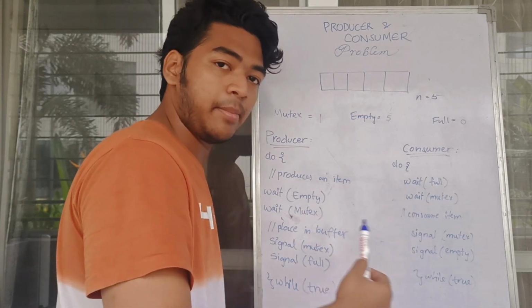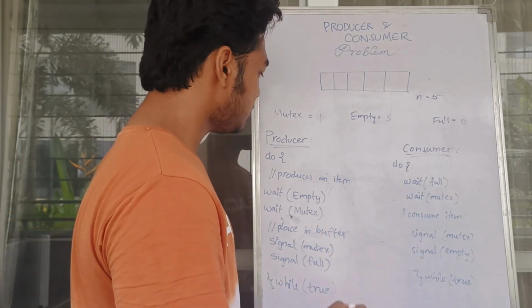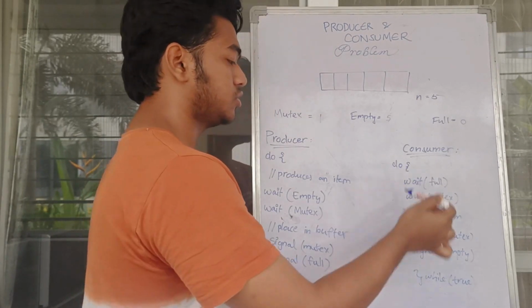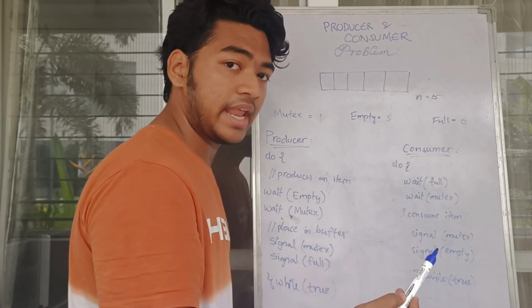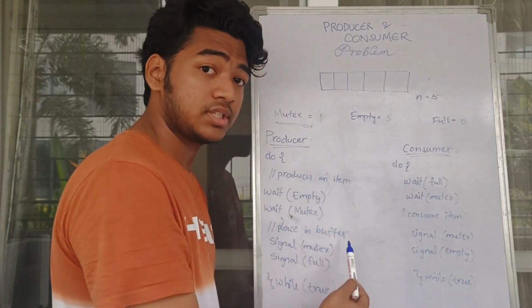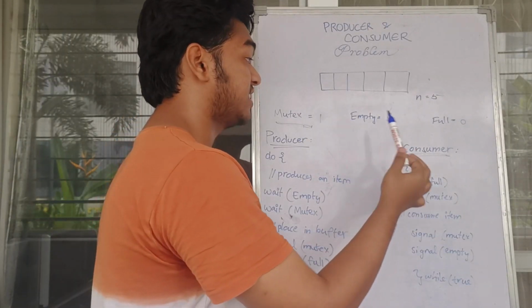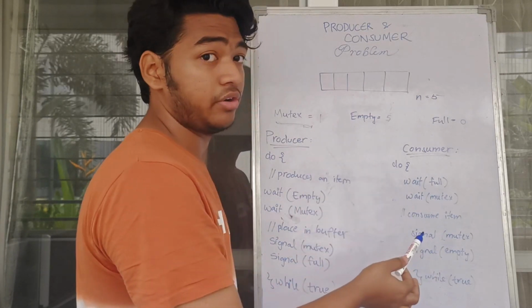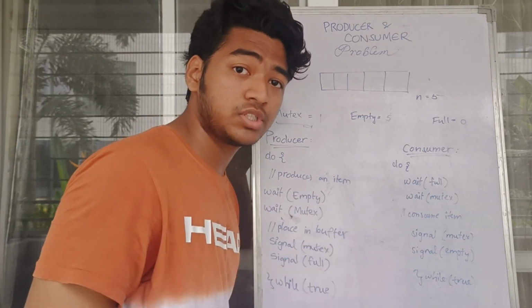And this thing happens over and over again. The producer produces an item, the consumer consumes an item, and there won't be any clash because we are using the mutex semaphore as a security check. While the producer produces an item, the consumer should not interfere, and while the consumer consumes an item, the producer should not interfere. So that's basically it. And now you know what the producer and consumer problem is.